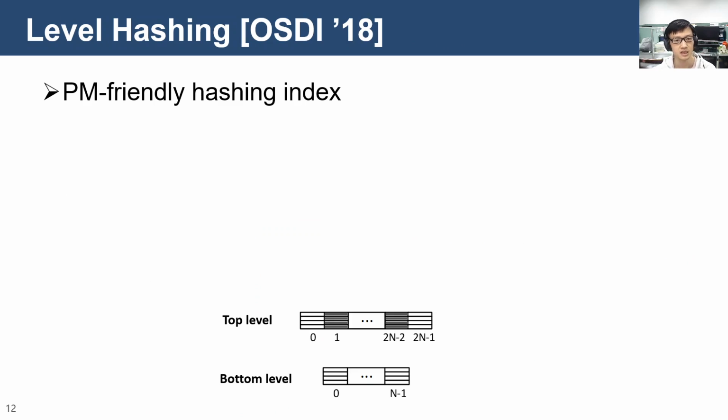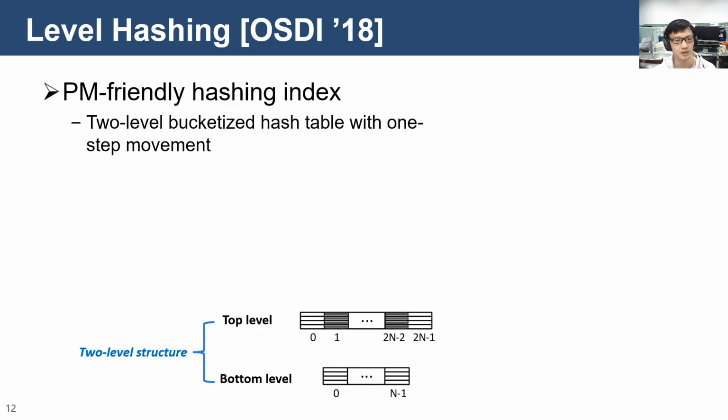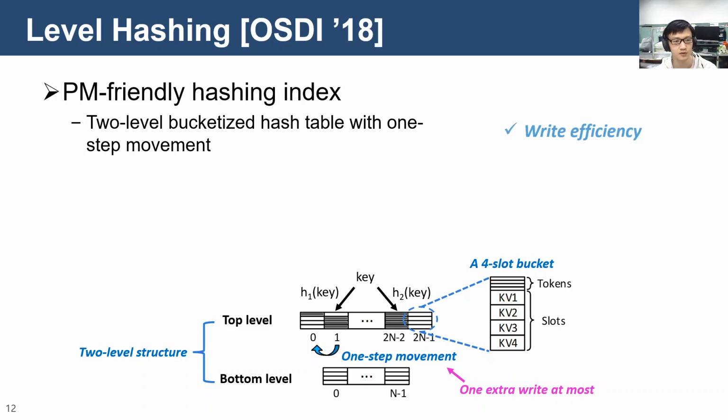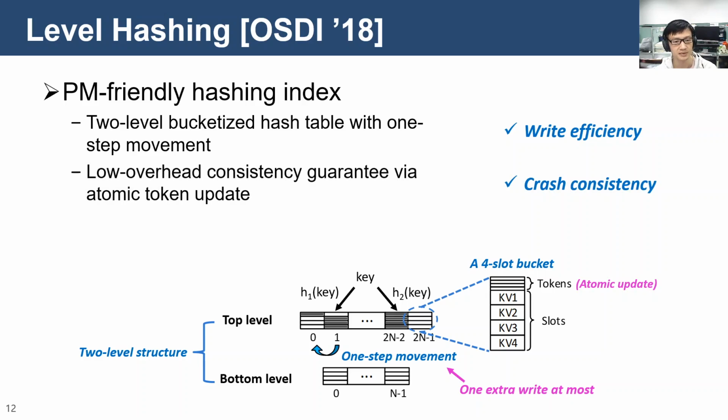Level hashing is a PM-friendly hashing index. It has 2 levels, and each level is an array of 4-slot buckets. When the 2 candidate buckets from 2 hash functions have no empty slots, level hashing tries to move a stored item to its alternative candidate bucket in the same level with one-step movement, thus enforcing write efficiency. Crash consistency is guaranteed by atomically updating the tokens in a bucket.